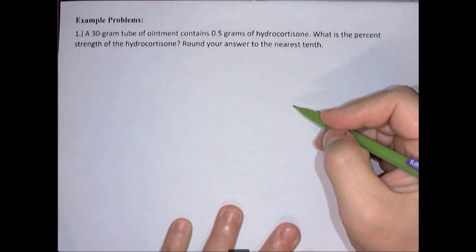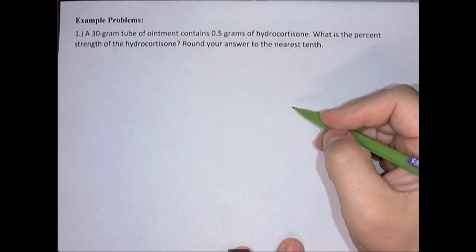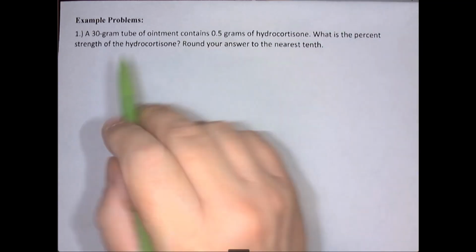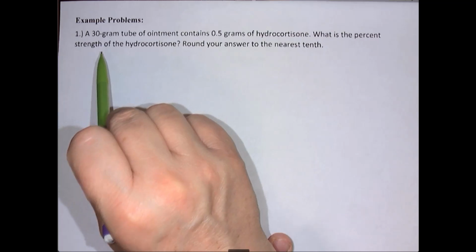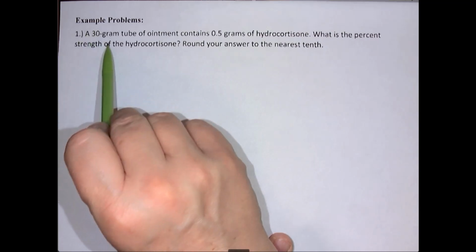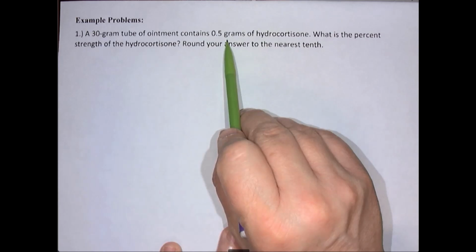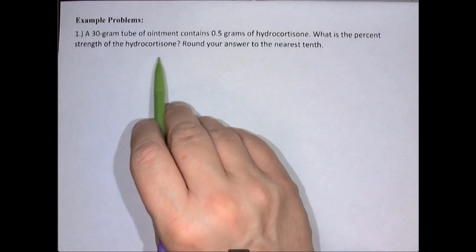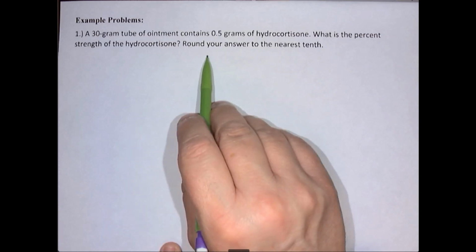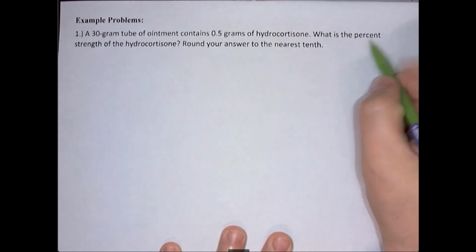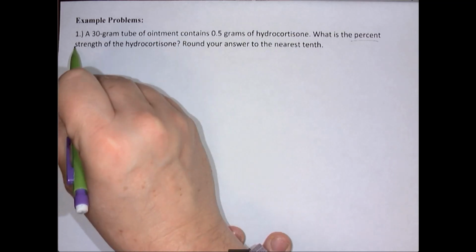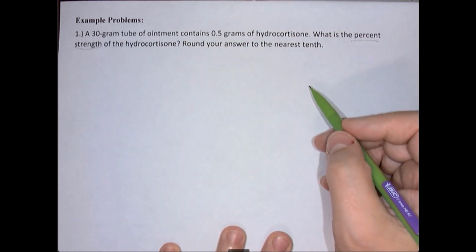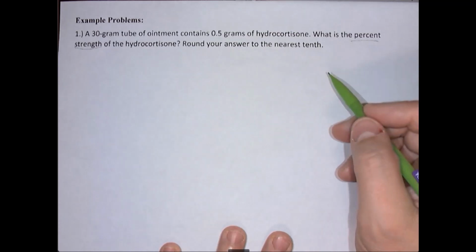Okay, here's an example problem for us to take a look at to help us better understand percent concentration. Here it says a 30-gram tube of ointment contains 0.5 grams of hydrocortisone. What is the percent strength of the hydrocortisone? We'll round our answer to the nearest tenth. Notice here, first thing is percent strength, percent concentration. Those terms are generally used interchangeably. So it's really asking, what's the percent strength?